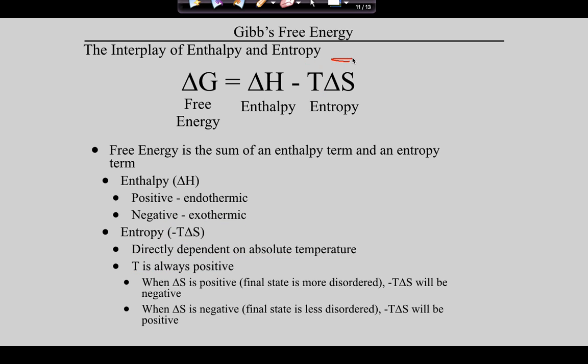Well, guys, if delta S is negative, temperature is always positive. So what kind of number will this product be? Negative, but then you're going to subtract it, which is functionally the same as adding, and that tends to push delta G towards the positive, indicating non-spontaneous. So guys, now we've got battles going on.